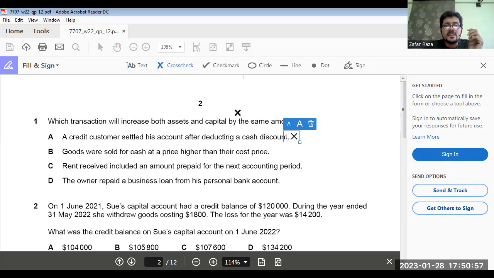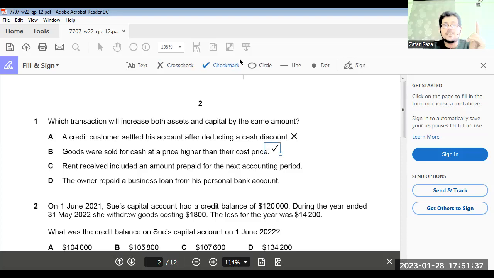Now, goods were sold for cash at a price higher than their cost price. When we are selling goods, unless we have some extraordinary situations in the market, we sell them at a higher price. So when we are selling, one asset is going to increase, and revenue, because we do not have a revenue column in our fundamental accounting equation, we have to increase capital. So asset is increased and capital is also increased with the same amount. So this should be the answer. Getting my point clear? So why not option C and D?